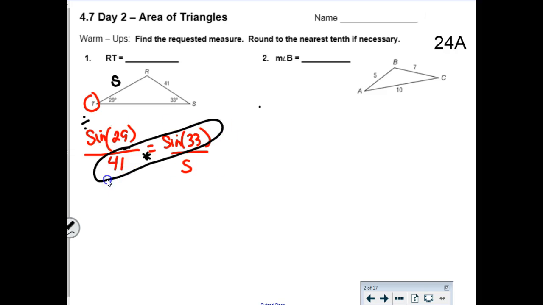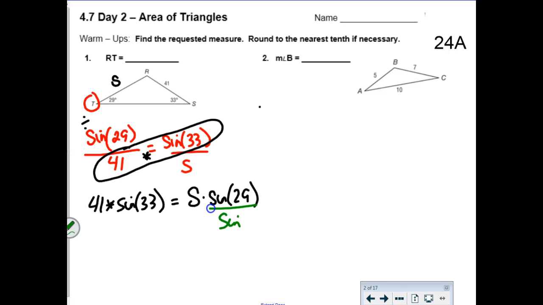If you think about cross-multiplying this proportion, you would have ended up with 41 times the sine of 33 equals S times the sine of 29. You don't have to write this part out. So in order to solve for S, you'd have to divide by the sine of 29. After your previous math life, when you had to solve a whole bunch of these in a row, you started taking some shortcuts, and I would like you to utilize those shortcuts.